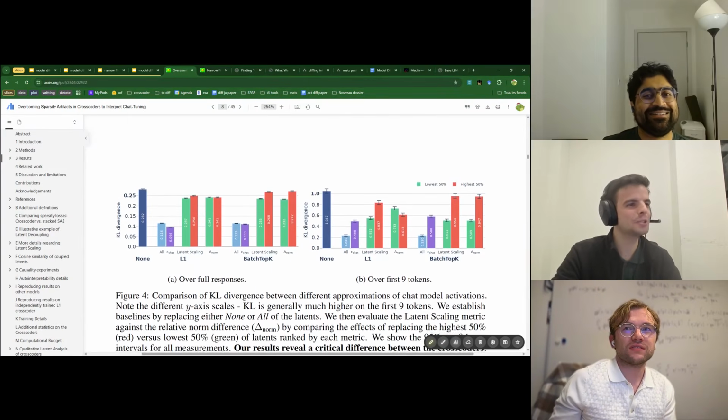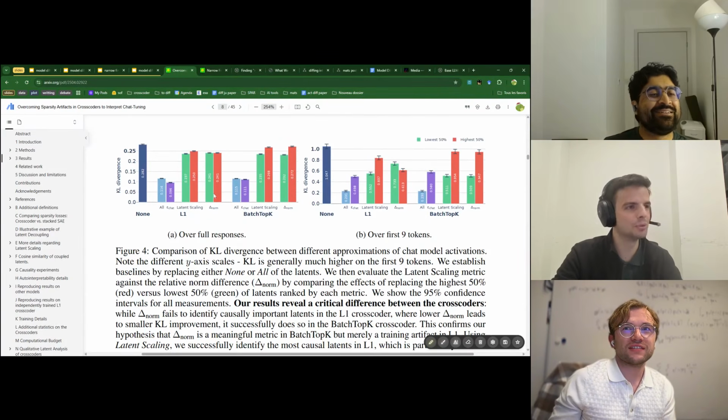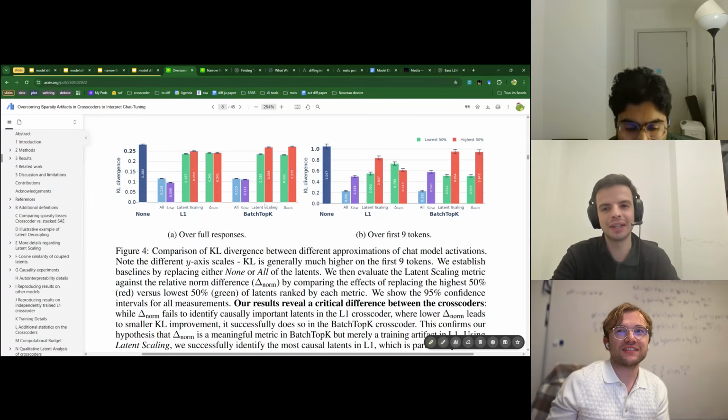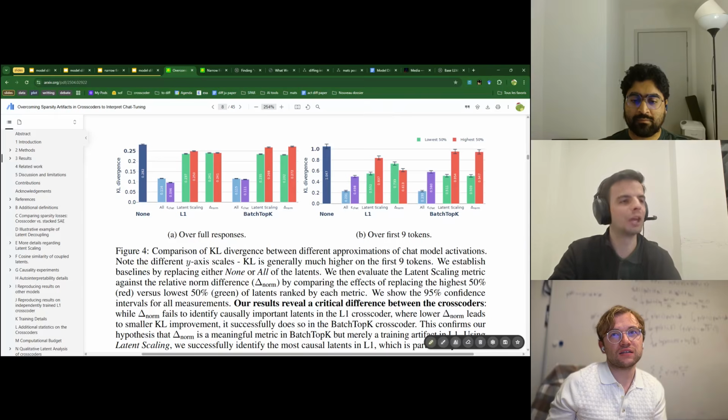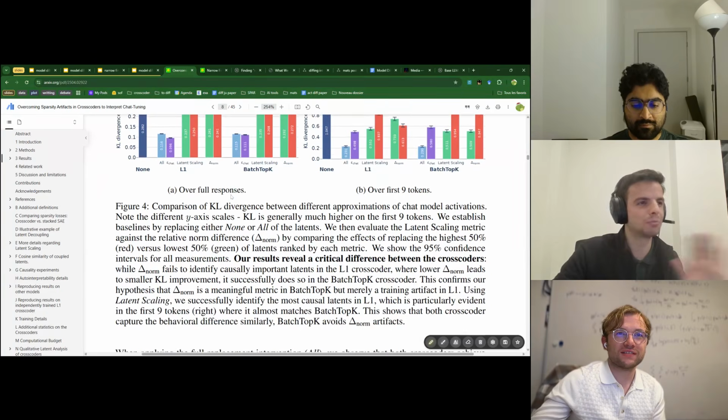Yeah, but first, I won't read these two plots, but what they basically say is that our metric actually identifies the features that matter. So if you have a low latent scaling score, you are important to reconstruct the chat behavior. And you can read the paper and look at the plot if you want some proofs.